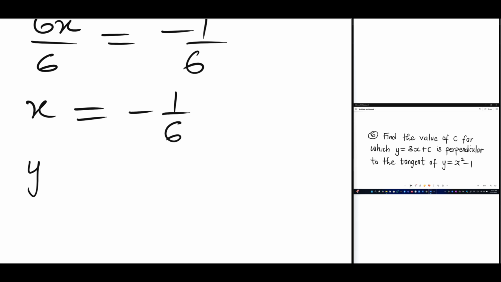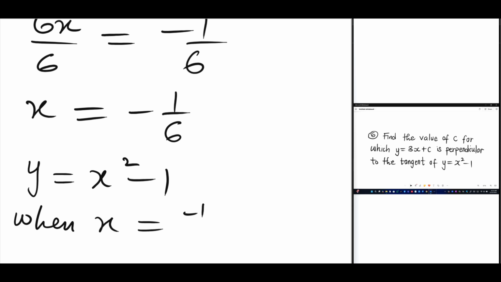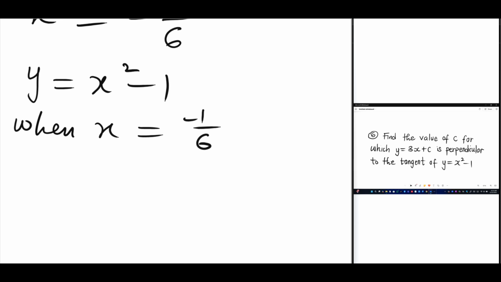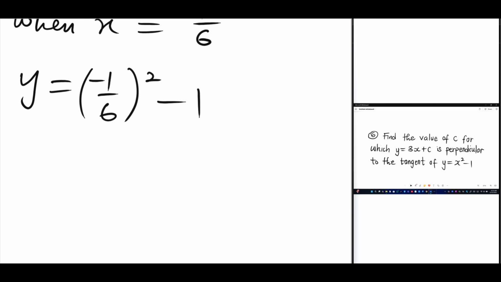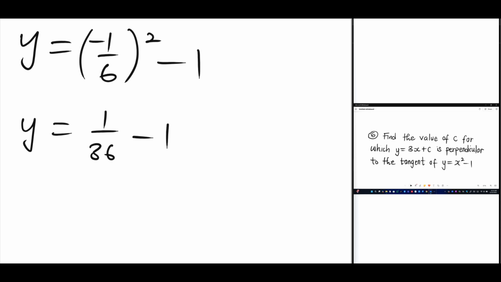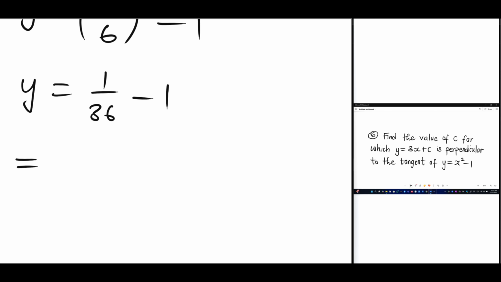So we have the function y is equal to x squared minus 1. When x is equal to -1 out of 6, we get y equal to (-1 divided by 6) all squared minus 1. So y is equal to 1 divided by 36 minus 1. And this will give us a result of negative 35 over 36.